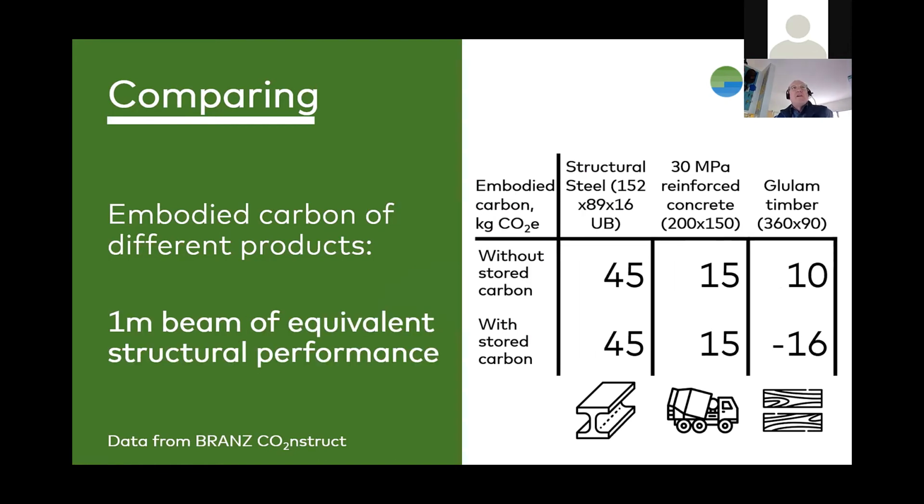Here's a better way of comparing different products: you compare functionally equivalent products. So in terms of structural steel, a universal beam over 1 metre, this is the equivalent reinforced concrete beam, and here's the equivalent glulam timber beam. This is a very simple comparison that you can do using the EPDs for structural steel, the EPDs for reinforced concrete, and the EPDs for glulam timber. So you can do that on a product basis.